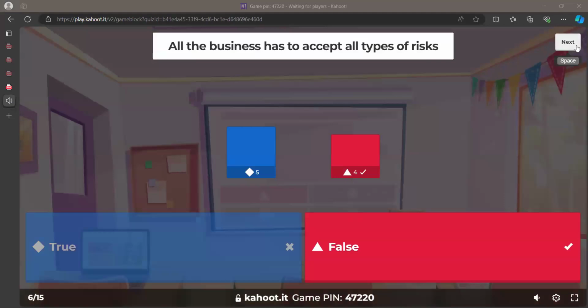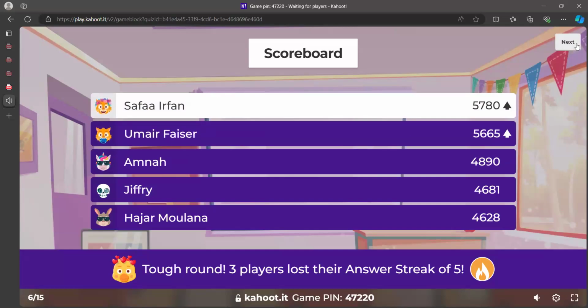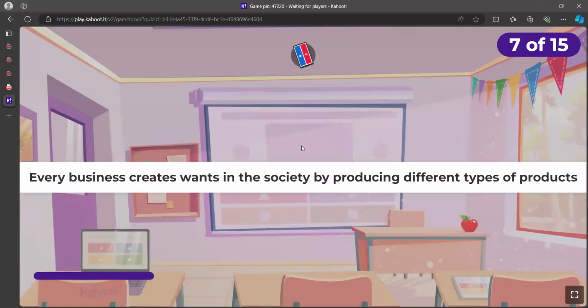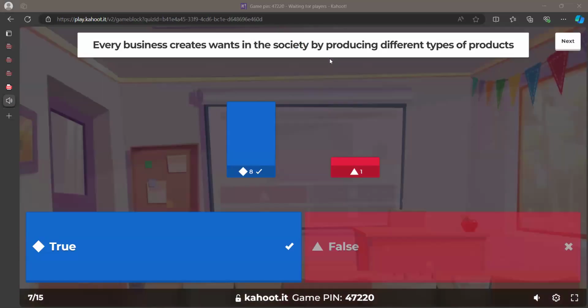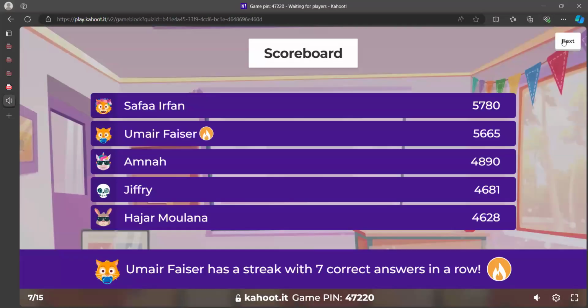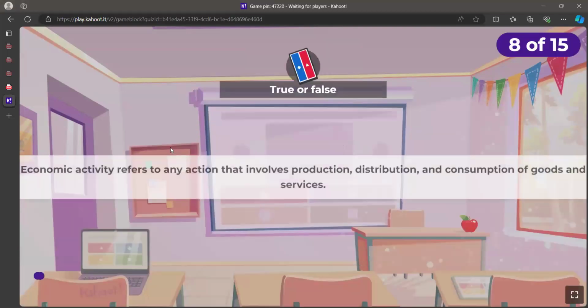Well, not all types, right? Not all the types. Certain risks only. Okay, Safa, Umair. Every business creates bonds in the society by producing different types of products, correct or wrong? Good, true. Very good. Fatima, I'm seeing your answer also here. Umair is having a streak also, and the correct answer is true, and then false.